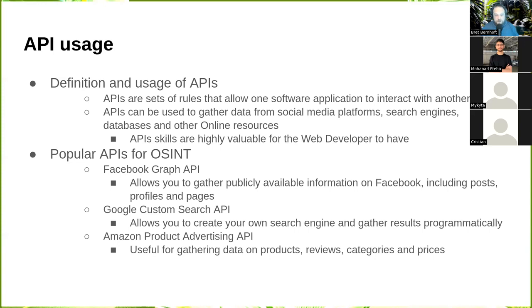Now, definition and usage of APIs. APIs are a set of rules that allow one software application to interact with another. APIs can be used to gather data from social media platforms, search engines, databases, and countless other online resources.